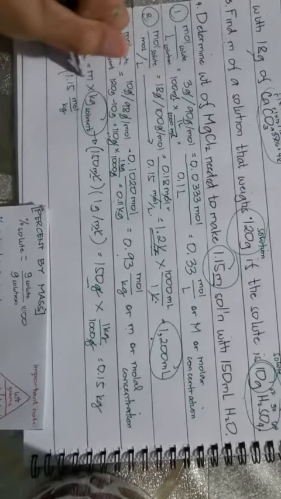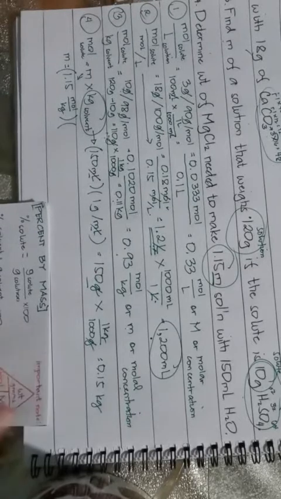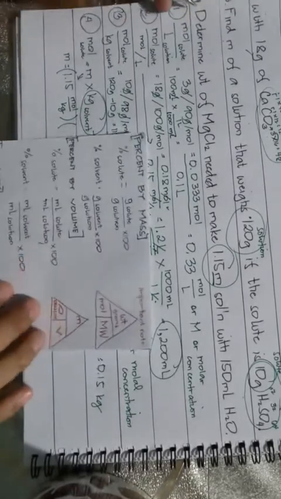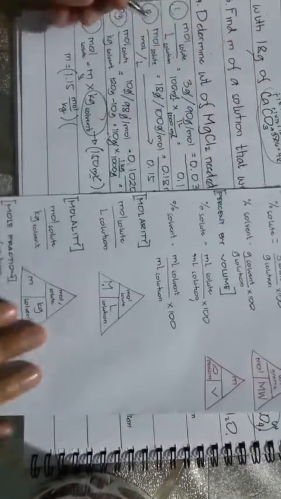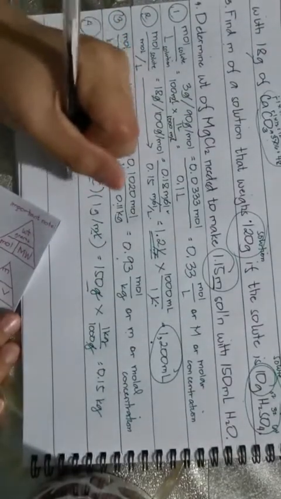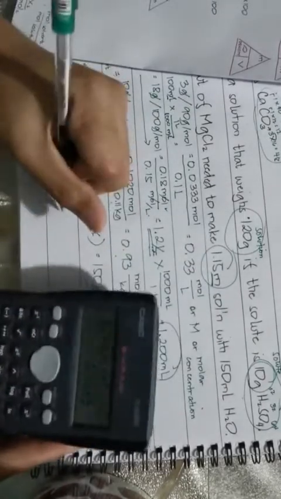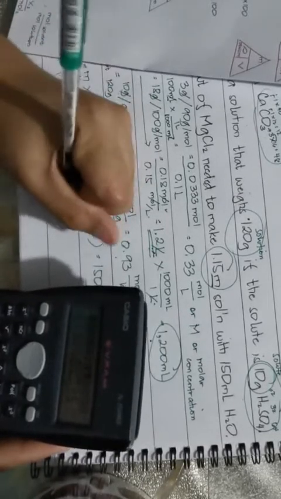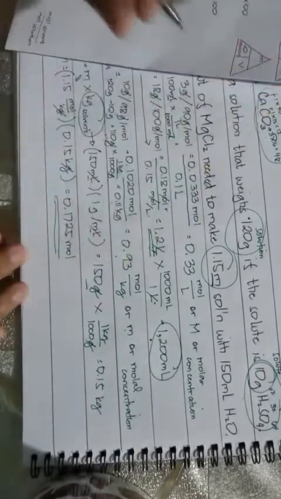So, molality times our kilogram ng solvent, we will be able to determine our mole of solute. The kilogram of solvent is 0.15 kilograms. So cancel kilogram, you will be left with mole. 1.15 times 0.15 is equal to 0.1725 mole. So that means yung na-compute natin dito ay yung mole ng ating solute.